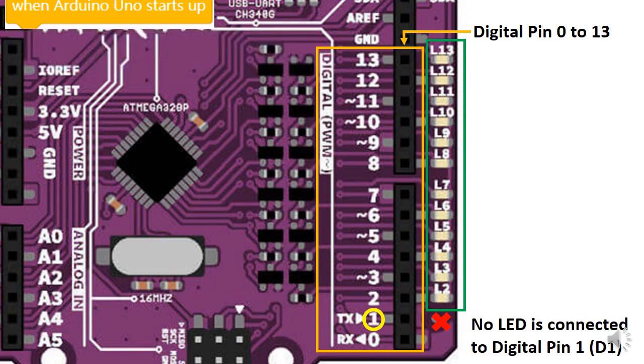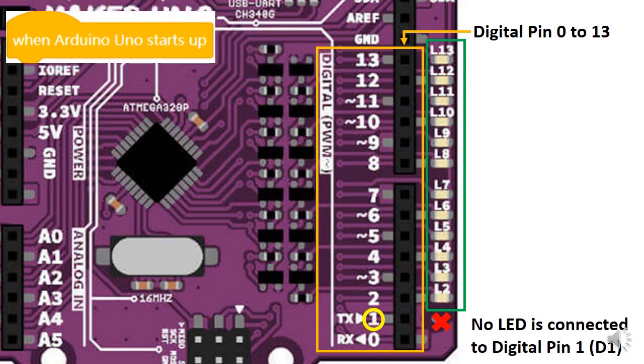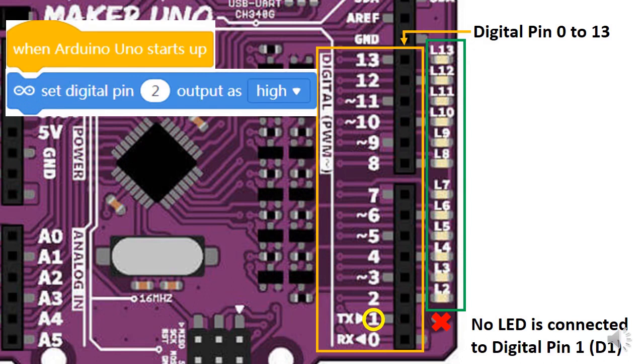So we have to change that. We have to set digital pin number 2 as high. Okay, pin number 2 as high. Now it works. It stays there because we make the output as high. That means we are turning on the LED number 2.